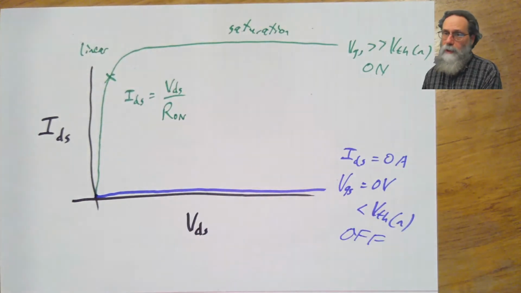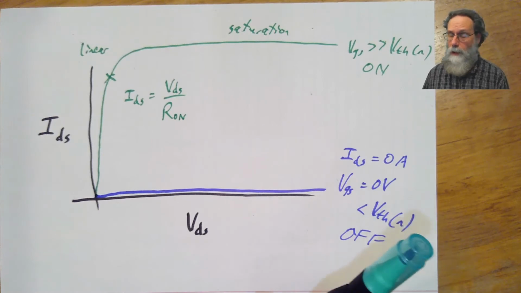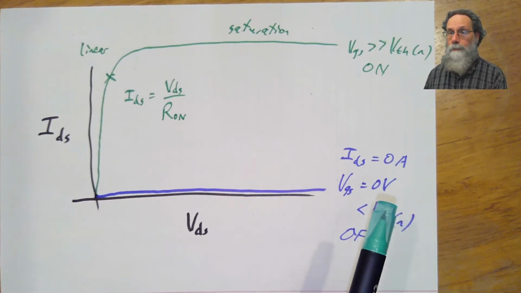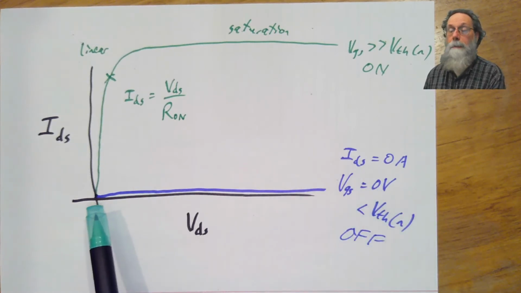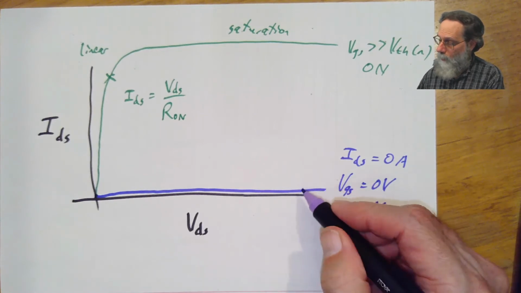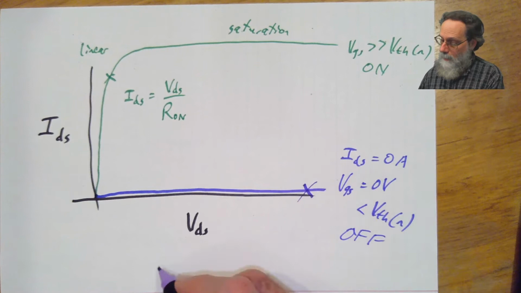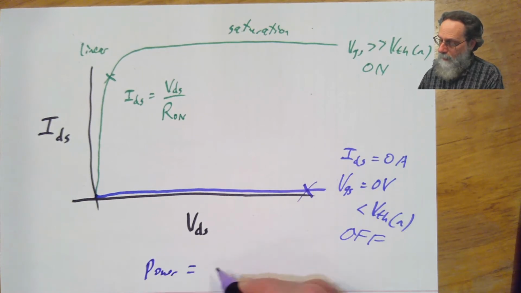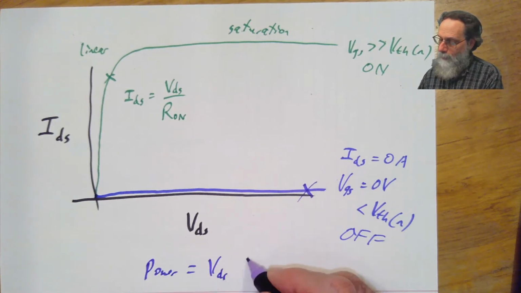And we usually want to use this in the linear region because what we're trying to do is to keep the power dissipation in the field effect transistor as small as we can. When the transistor is off, there's no problem. We can be way out here. The power is the voltage times the current.